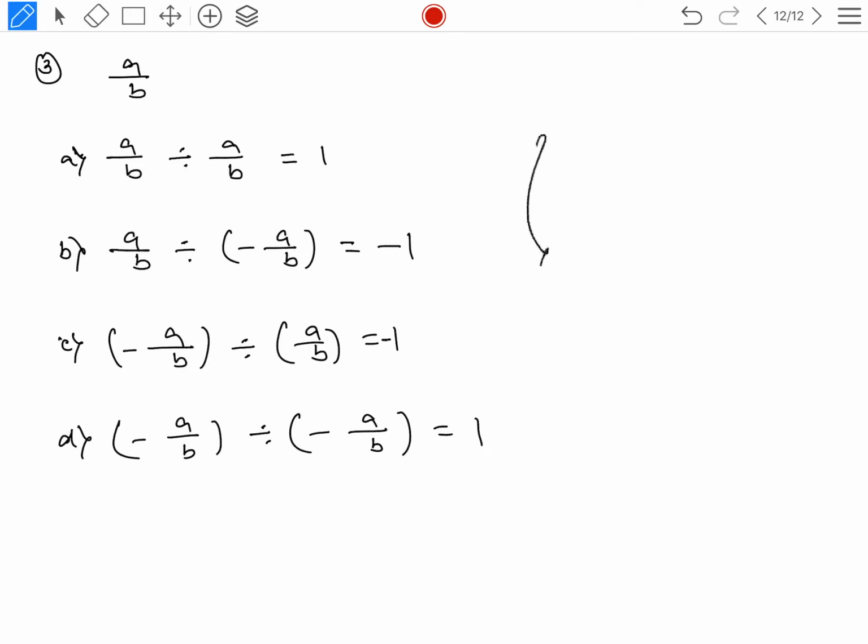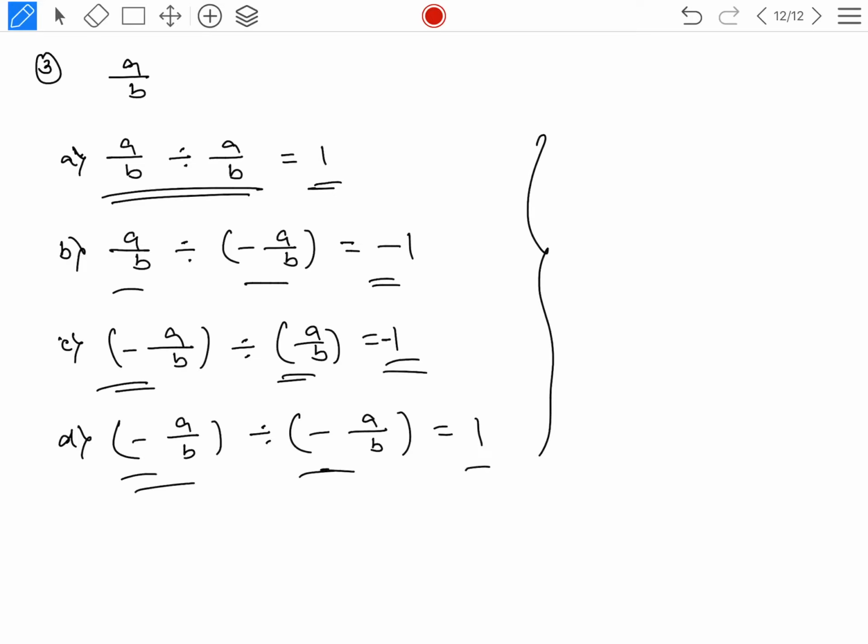So in case of division, these are the conditions that you need to keep in mind. When you are dividing 2 positive, then we get positive. Then 1 positive, 1 negative, we'll get negative. 1 negative, 1 positive, we get negative. Both are negative, we get positive. Similar to that of multiplication.